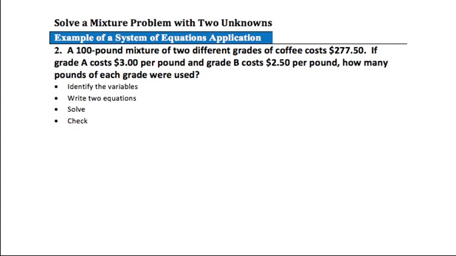Okay, notice the end of the problem tells us what our variables need to be. You can usually look for the question in the problem, and that will identify your unknowns for you. What we're looking for here is the pounds of each of these grades of coffee. So we'll say X is going to be the pounds of grade A coffee.